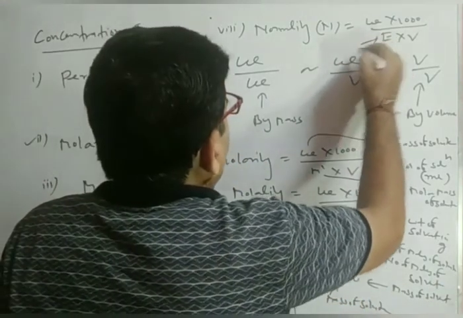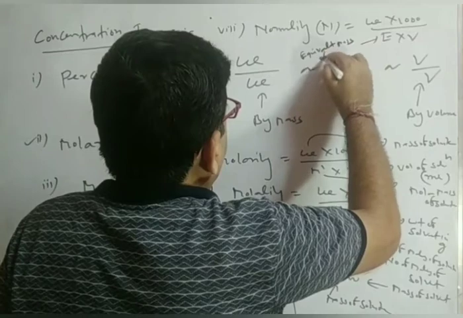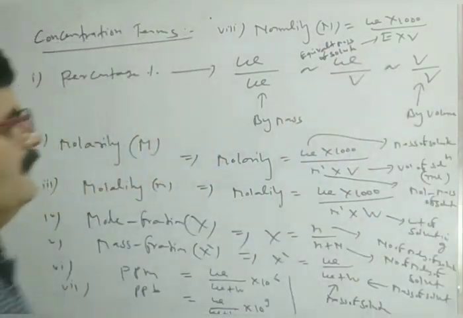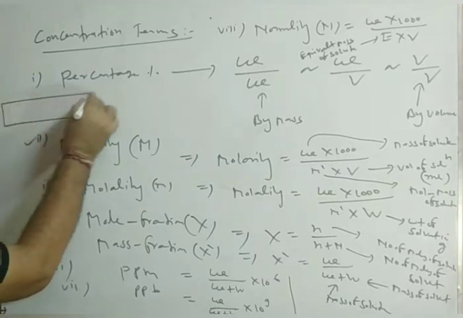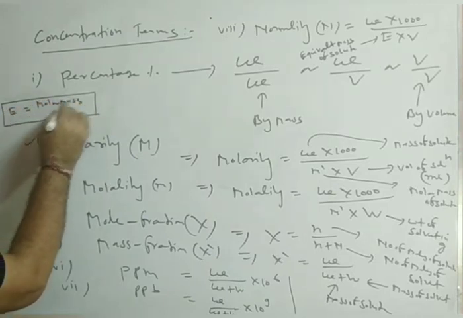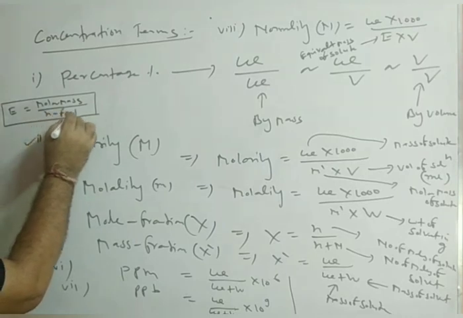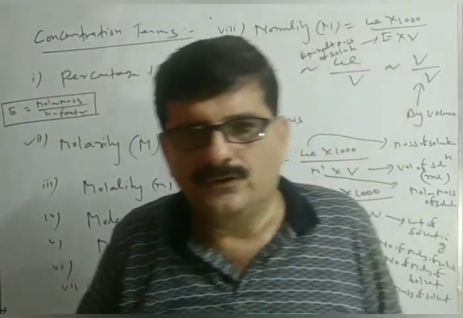Here E is equal to what? Equivalent mass of solute. What is equivalent mass? E is equal to molar mass divided by n factor. So there are several ways to express the concentration of the solution. Next, I will revise some formulas which are very useful in solving numerical problems.